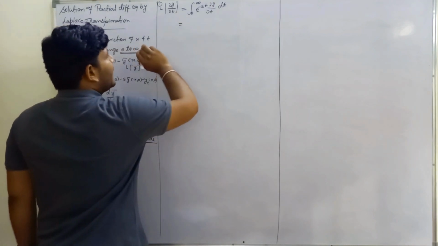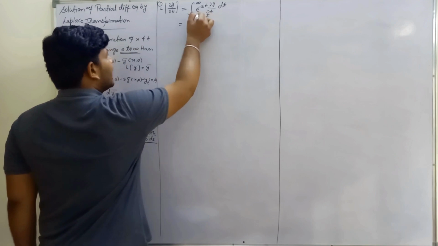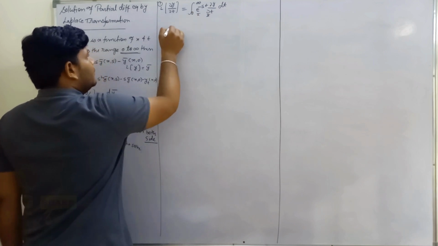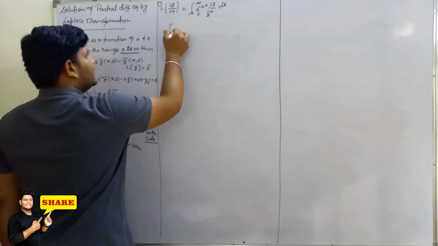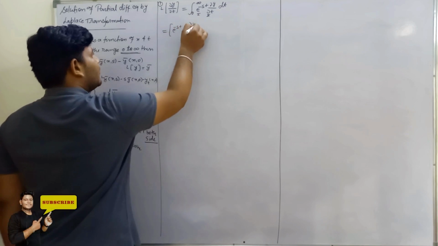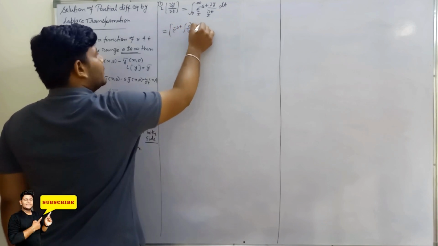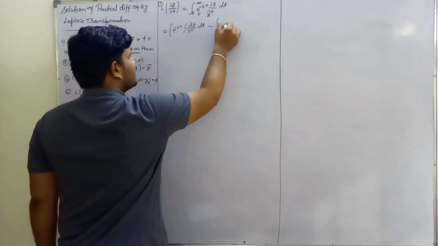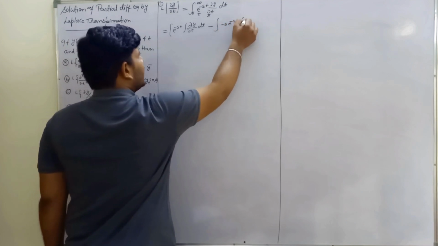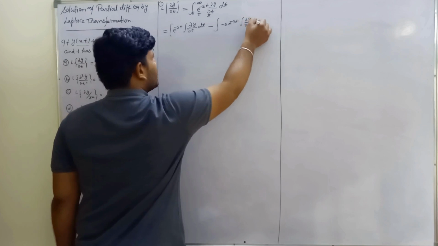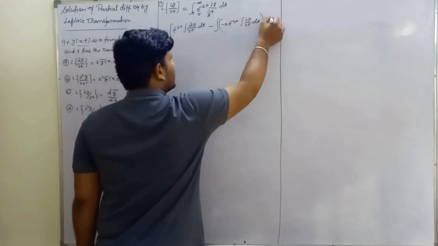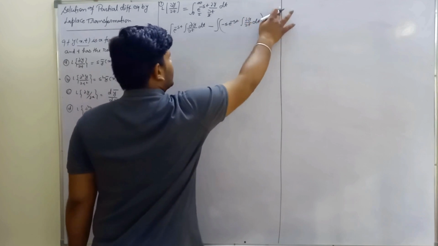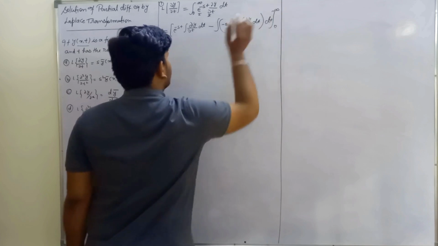Now I am going to apply the integration by parts formula. Taking the first function as e to the power minus st and the second as dou y by dou t, the formula is: put the first outside, e to the power minus st, and integrate dou y by dou t with respect to t. Then minus the integral of the derivative of the first, that is minus s e to the power minus st, times the integral of dou y by dou t with respect to t, with the limit 0 to infinity.